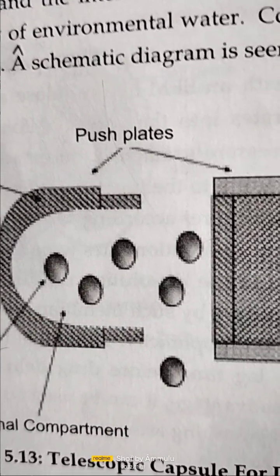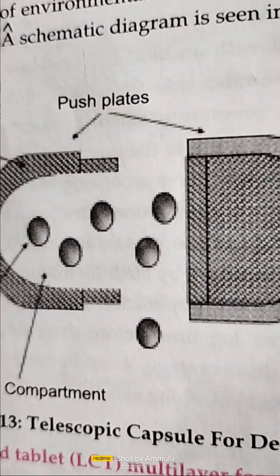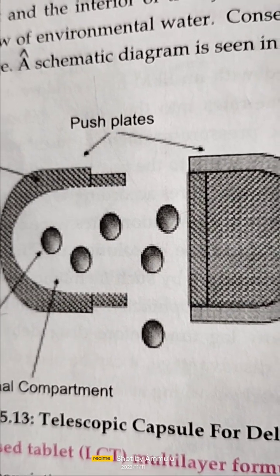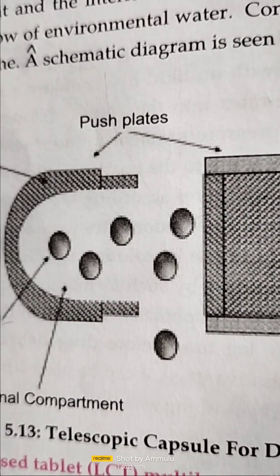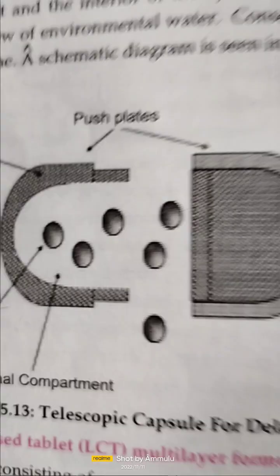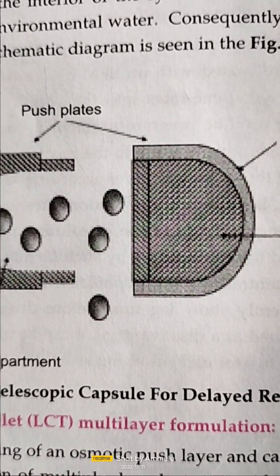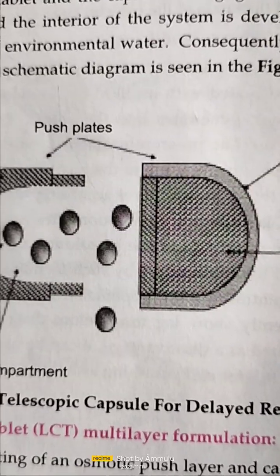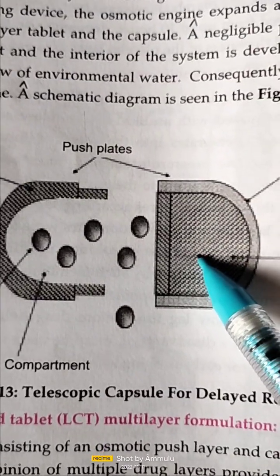Telescope capsule for delayed release. The name indicates a bilayered osmotic tablet is prepared, which has one of the chambers containing drug with an orifice and the other chamber containing the osmotic engine. The filling of the drug is either performed manually or by an automated filling machine. These two layers are separated by a waxy material.